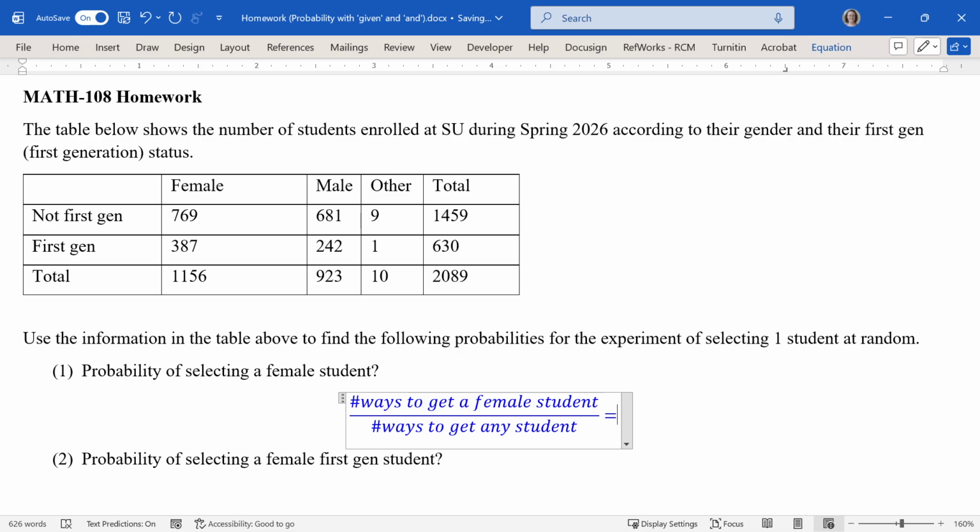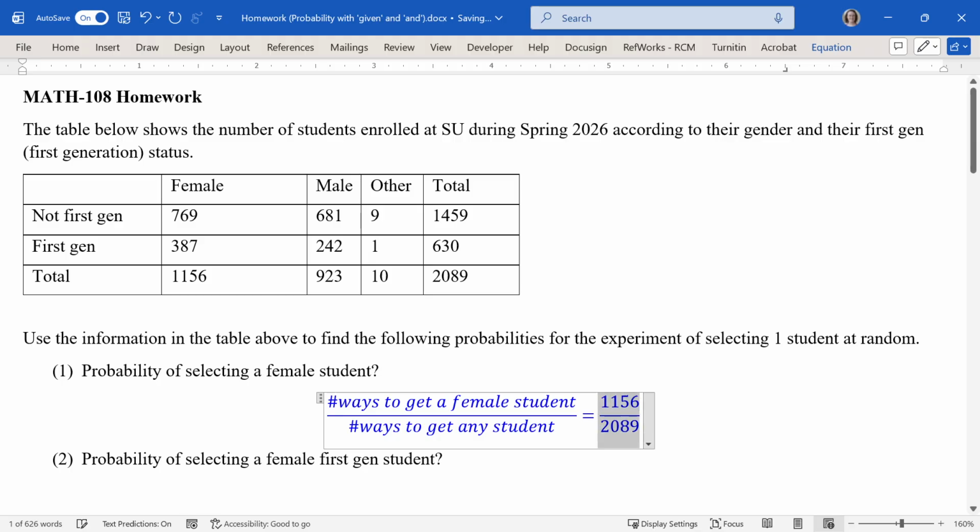So there are 1,156 women. So that's the number of ways to get a woman. And then any student, it's all of the students. That's how many ways to get any outcome to the experiment. So this is the probability right here. You could plug it in a calculator and turn it into a percentage if you wanted to, but I haven't told you to do it, so I would just leave it like this.